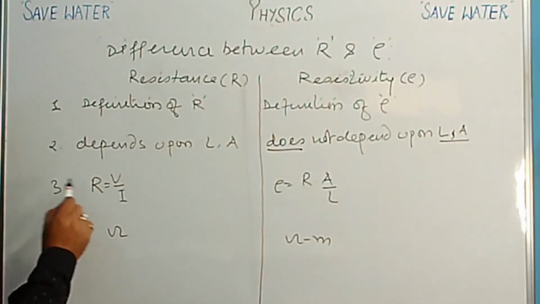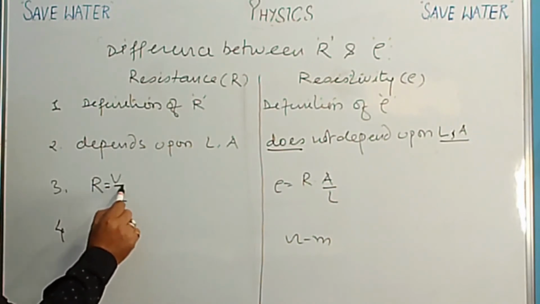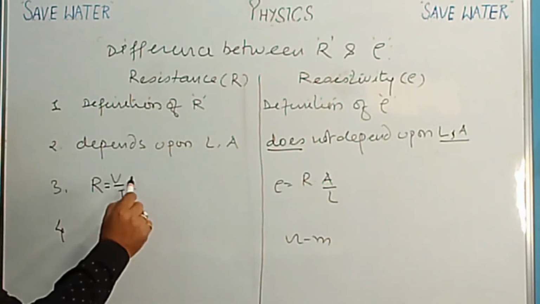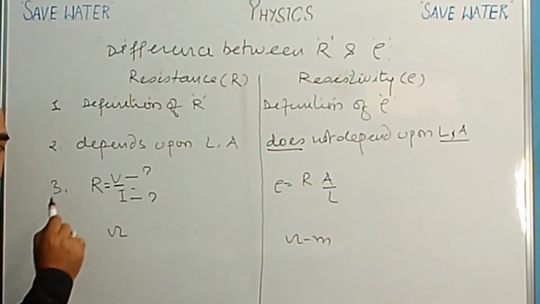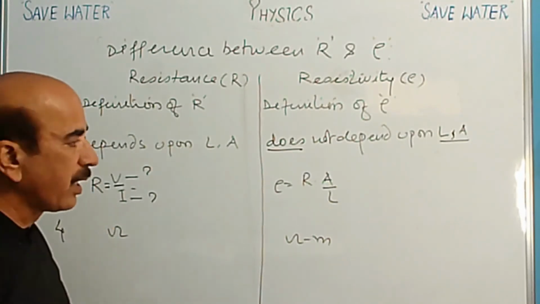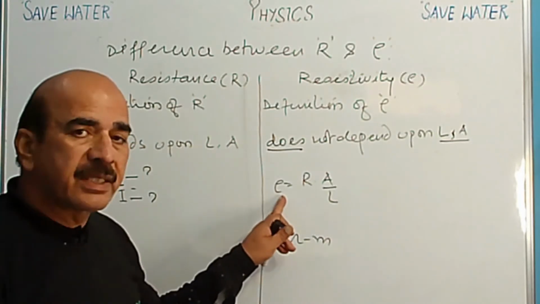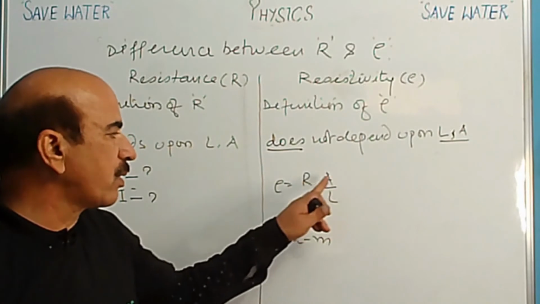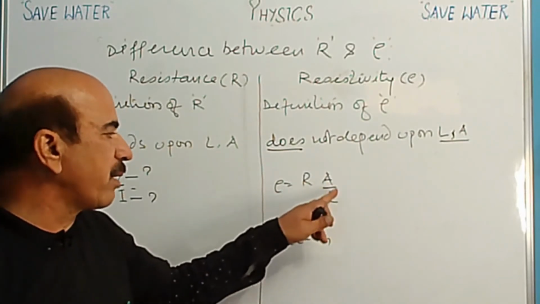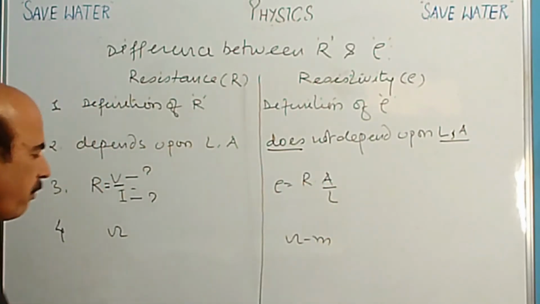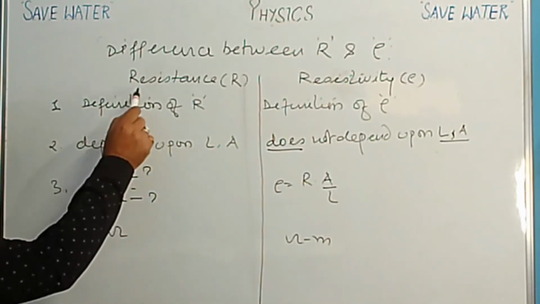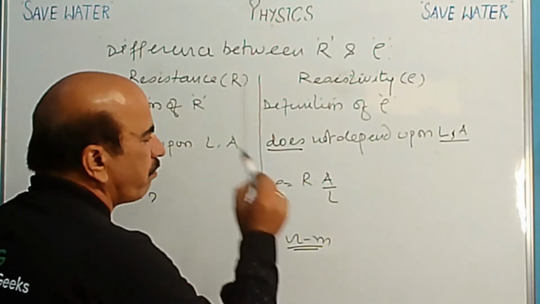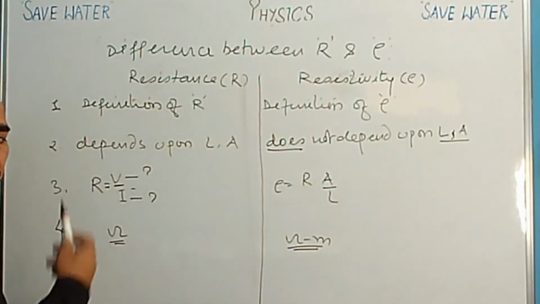And resistance we can find using V upon I, the simple Ohm's law formula, because we are given potential difference and current also, so we can find R. But if you have to get the resistivity, we have to use the formula rho is equal to R into A upon L. And the fourth difference: unit of resistance is ohm and unit of resistivity is ohm meter. So these are the four differences.